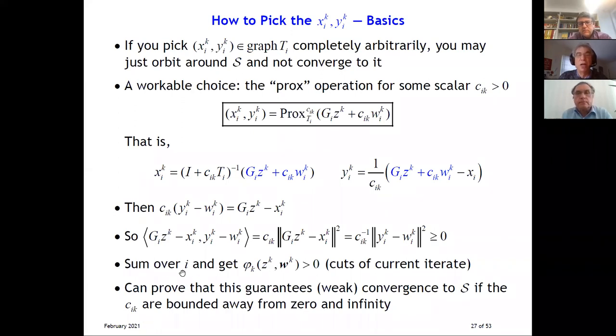So if I do this prox operation for every single operator, I know I'll get something that cuts off the current iterate, okay? It might be zero if I already have a solution, but basically it should cut off the current iterate. This gets into a lot of details, but you can prove that this guarantees weak convergence to the target set, if the step sizes used in the prox operations are bounded away from zero and bounded away from infinity. And in finite dimensional space, that's convergence.